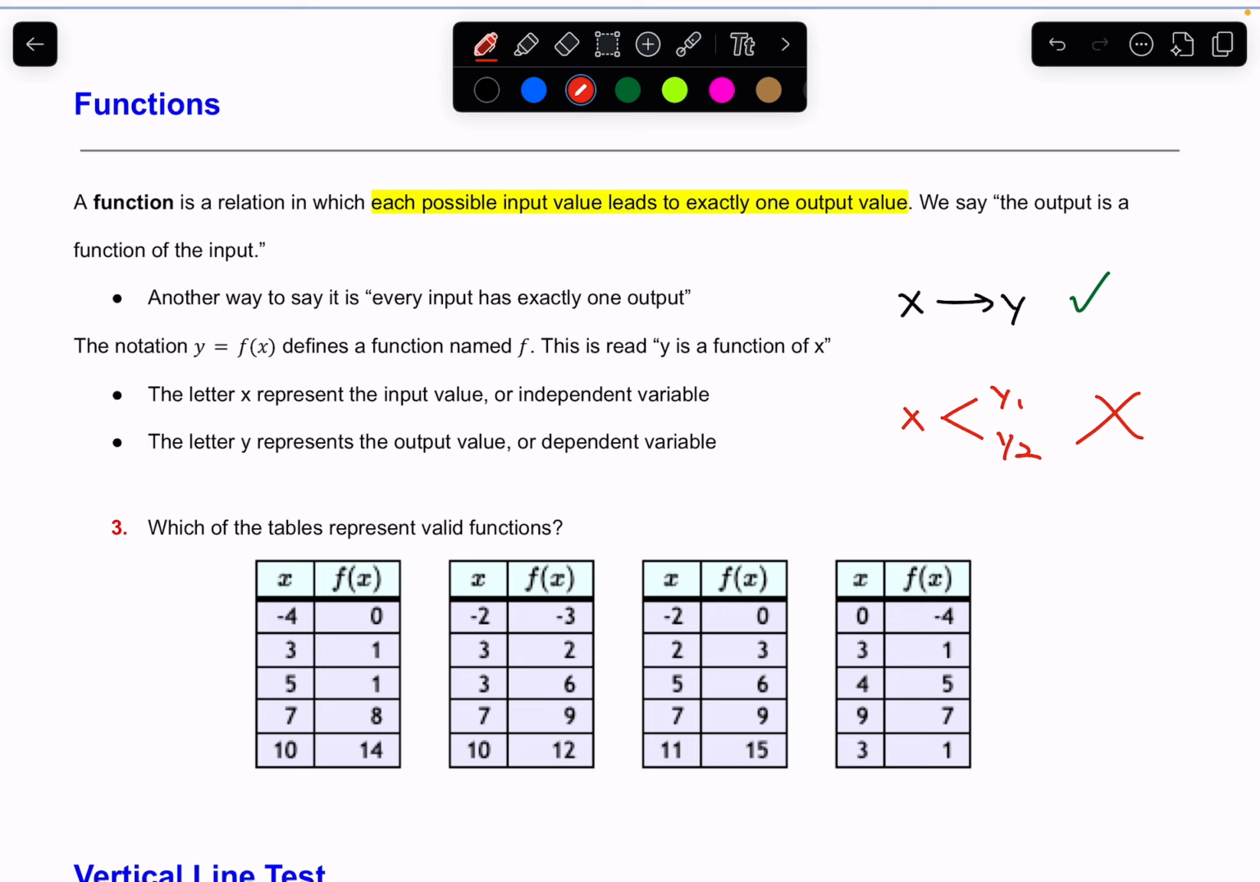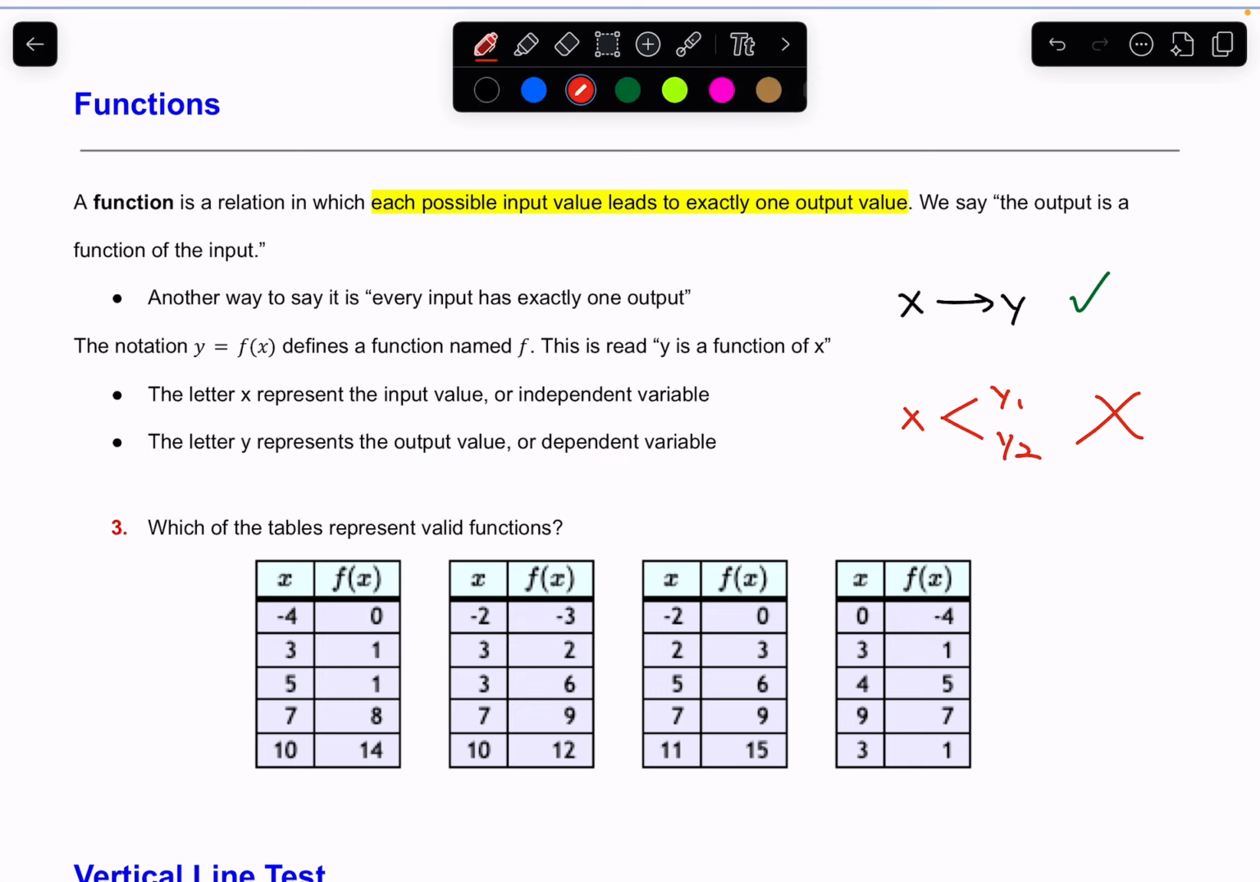All right, so now the notation we use is y equals f of x right here. This defines a function whose name is f. So notice f of x, the name is f. And we say y is a function of x, or y equals f of x, where we say of x because we're plugging x into the function. The letter x represents the input values, which are again the independent variables, and the letter y represents the output values, which are the dependent variables.